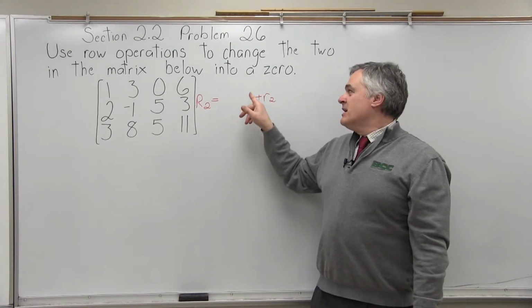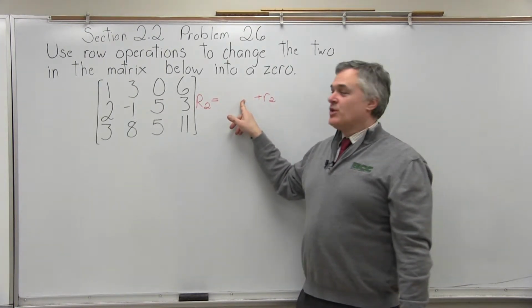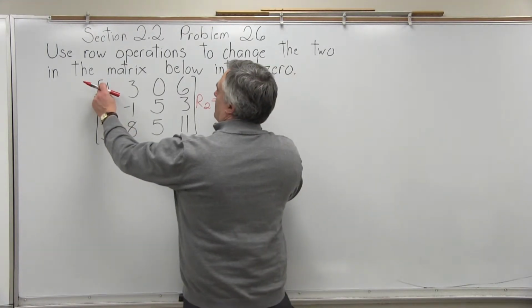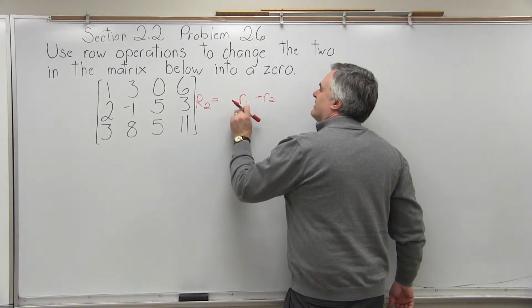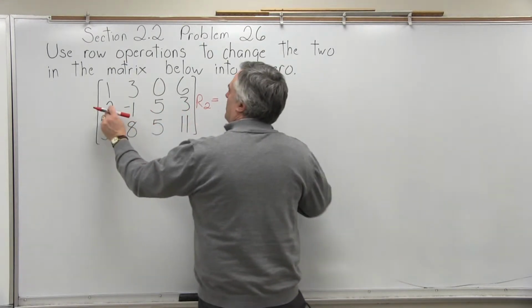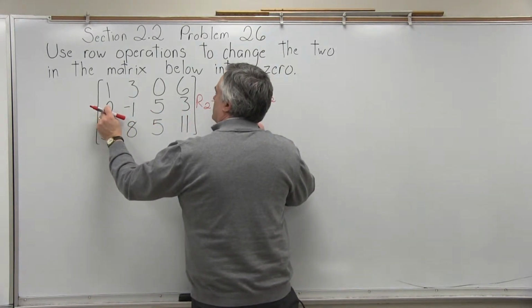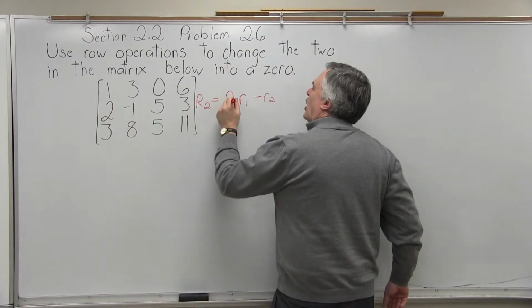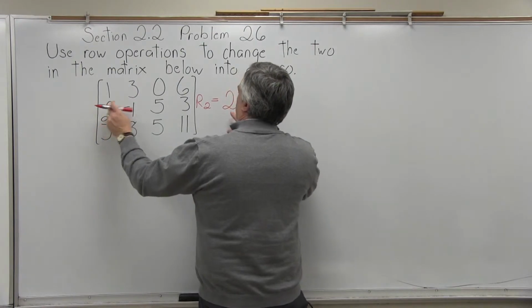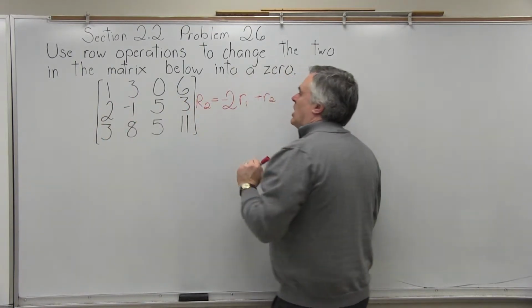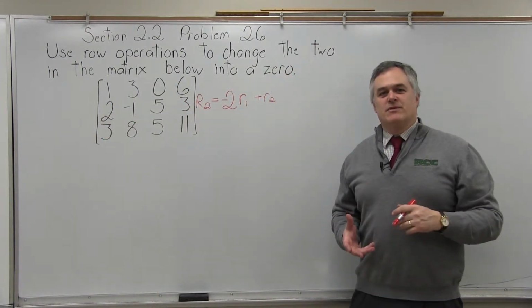What is the stuff? The stuff is the row with the 1 in the same column. That would be row 1. And that row with the 1 in the same column will be multiplied times the number that you're turning into a 0, but with the opposite sign. I'm turning a 2 into a 0, so my equation also has a 2. But it must have the opposite sign, so it'll be a negative 2.